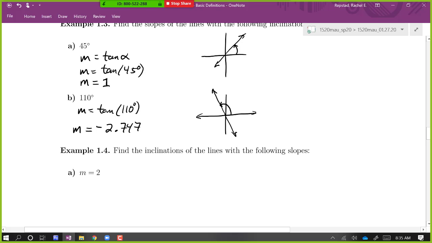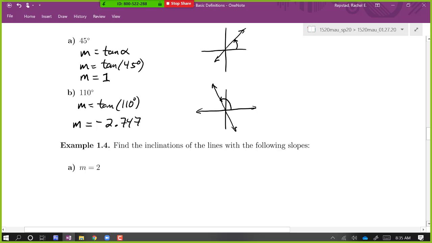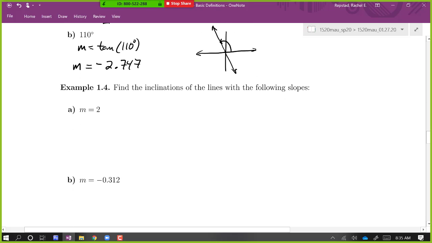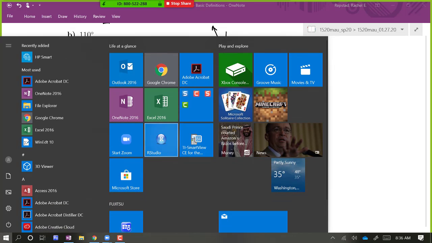Now we want to go the other direction. So let's start with the first one, right? They told us that m is 2. And we know that m is equal to tan alpha, so that gives us the equation 2 is equal to tan alpha. If I know what tangent of alpha is, how do we get alpha? Like, how do you get the angle out of the tangent function?